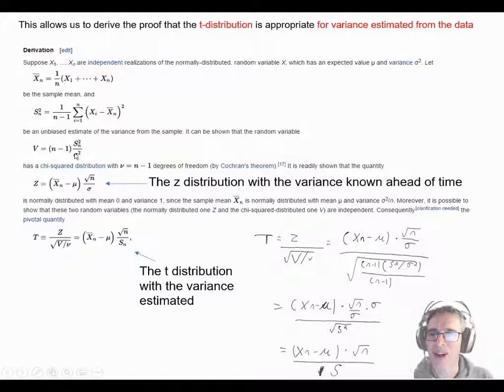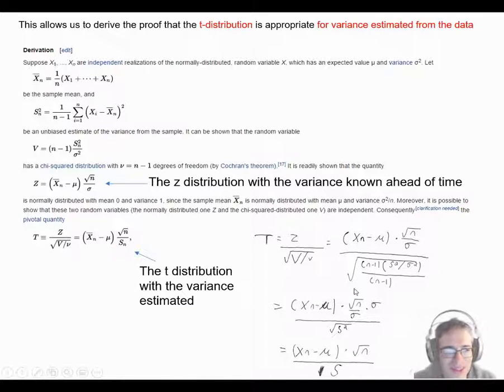What we want to show is that if we substitute in the variance, right? We don't know the variance ahead of time. We're estimating the variance from the data. It's exactly the same as the z distribution, except we're estimating the standard deviation from the data instead of knowing it ahead of time. We want to show that this is the same as the t distribution. So when we go from this to this, that is equivalent to the t distribution.